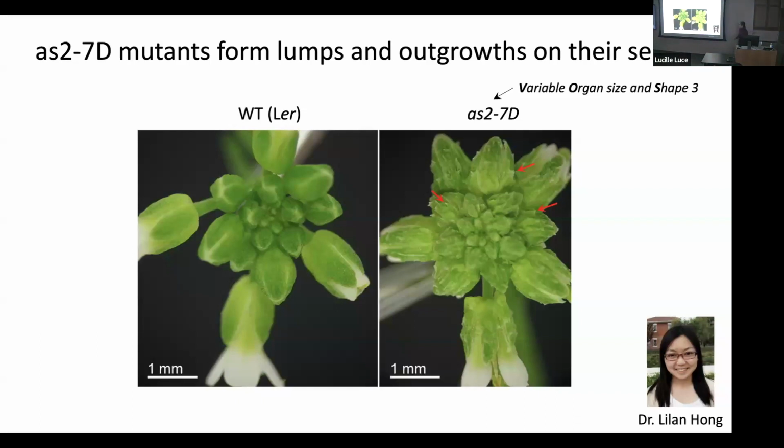So here's the VOS3 or AS2-7D phenotype. This one's really a shape variability as opposed to a size variability phenotype. We think it's kind of spectacular. So you can see in wild type, you have very smooth sepals. And so we're looking down on the inflorescence where you've got the meristem in the center and you've got the young developing flowers here. And as you move out, you've got the older ones. And you can see here, all of these sepals have lots of folds and wrinkles and outgrowths on them. So they're not smooth.